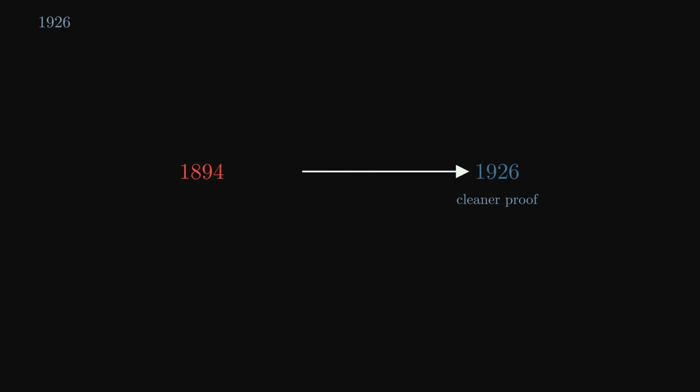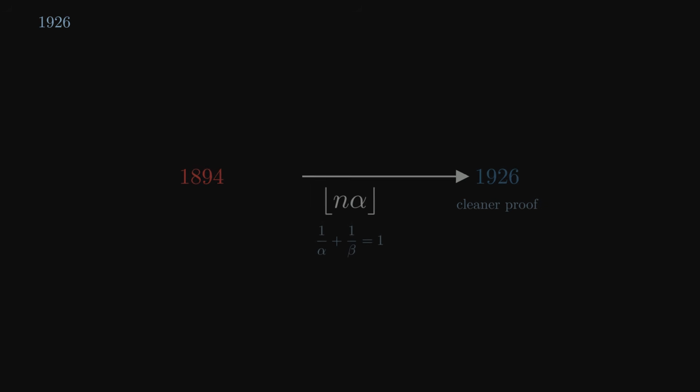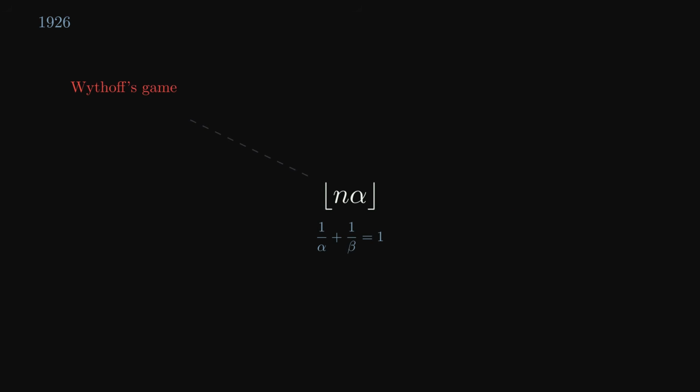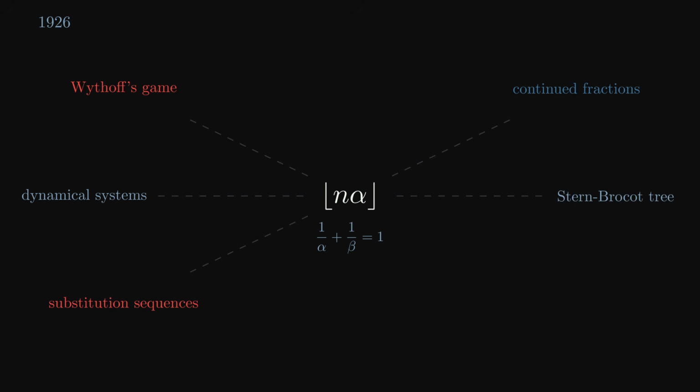accessible. In the century since, Beatty sequences have appeared in combinatorial game theory, Wythoff's game, the theory of continued fractions, dynamical systems on the interval, substitution sequences, the structure of the Stern-Brocot tree, the analysis of low discrepancy sequences in number theory, and the design of certain pseudo-random number generators. The theorem itself is short, its consequences are wide.